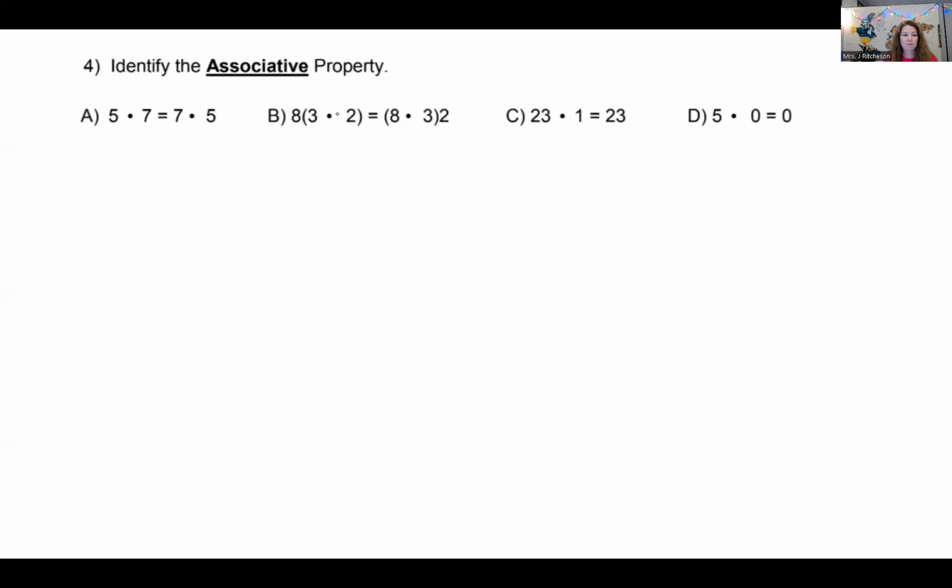Alrighty, moving on. We are identifying which of these is showing the associative property. Associates means that you change your grouping. So we're looking for parentheses. The only one that has parentheses is letter B, and they just have the same numbers in the same order, but they change which ones are grouped together. So B is showing us the associative property.